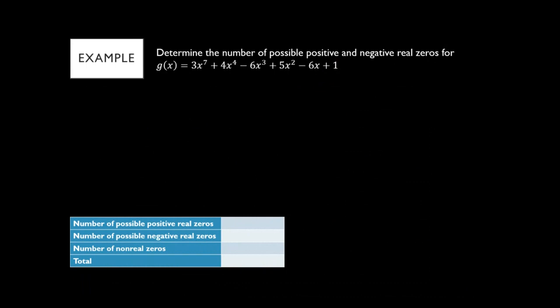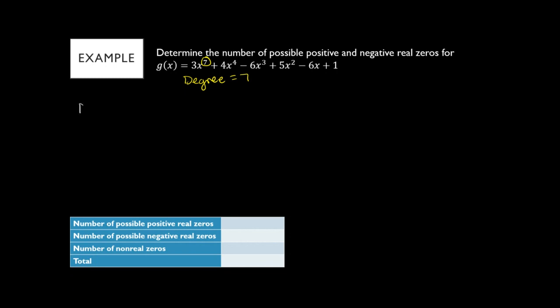So our degree here is 7. So we're going to have a total of 7 zeros. That's the highest exponent. Our degree is 7, so we have to make sure that all of our numbers add up to 7.